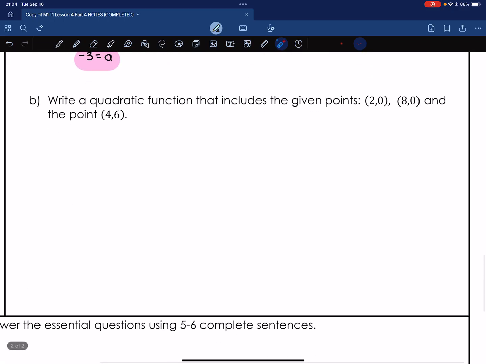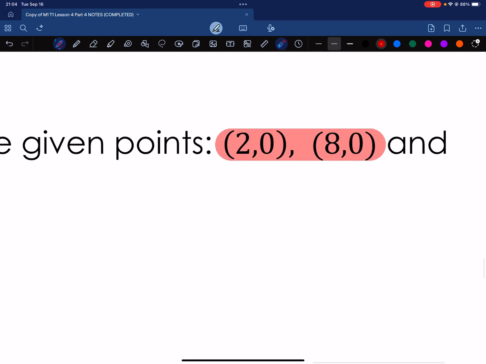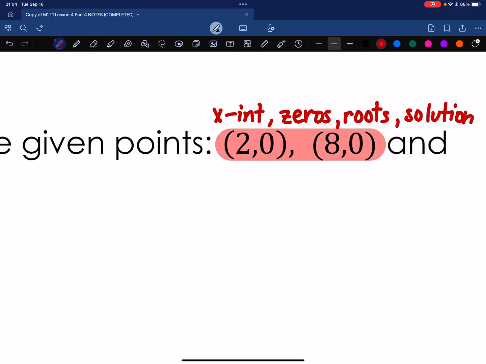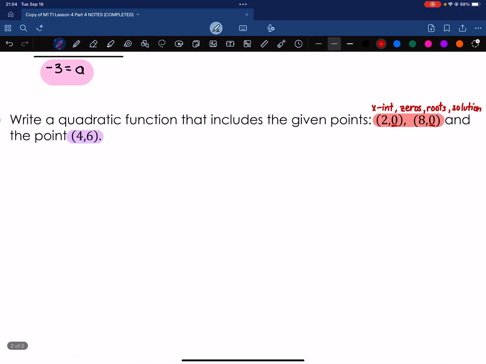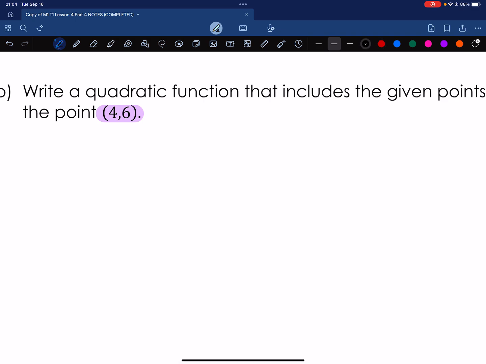So now, looking at part B, we want to write the quadratic function that includes the given points. So the given points are 2, 0, 8, 0, and then we have a third point that is 4, 6. So what I need you to know is that these y values are 0, so these x values are the x-intercepts. These are our roots, these are our solutions, these are our zeros. You have to recognize those points just based on how they're written. And again, the zeros are how we know. So because we have our x-intercepts, our roots, our zeros, our solutions, and a point, we are going to use the factored form.